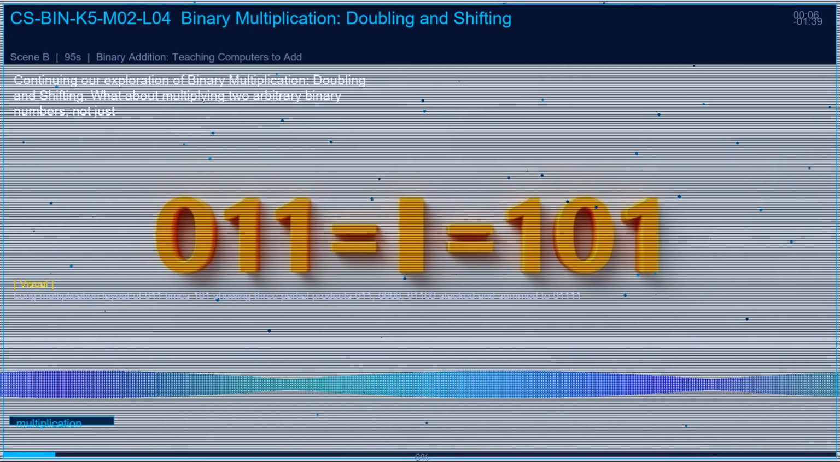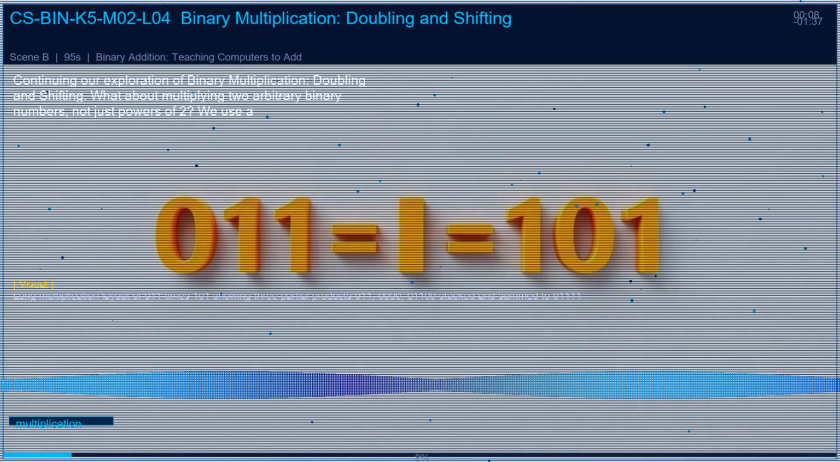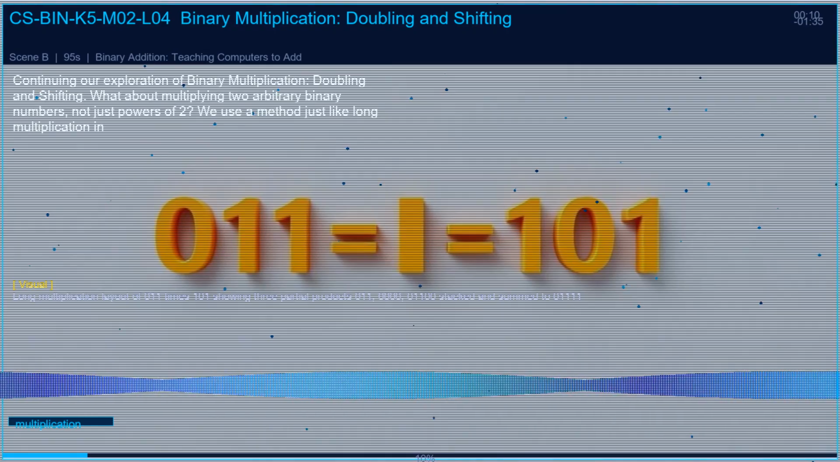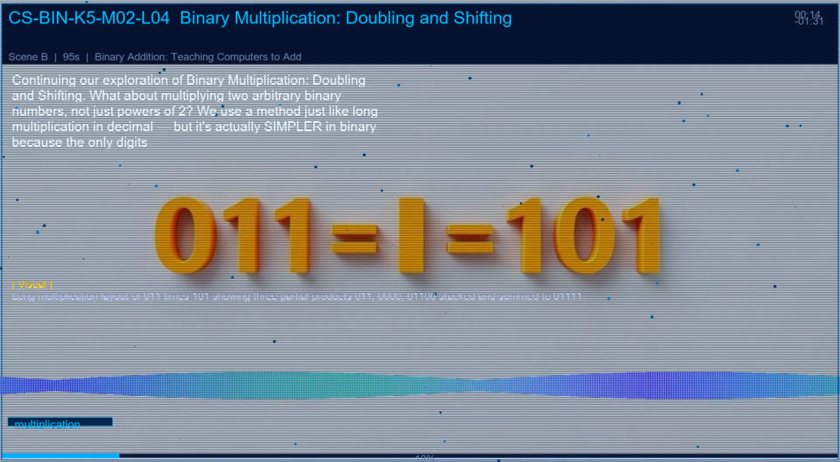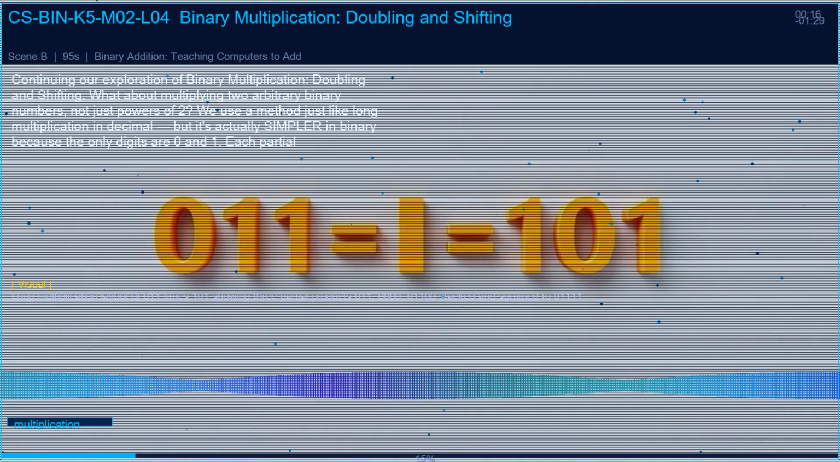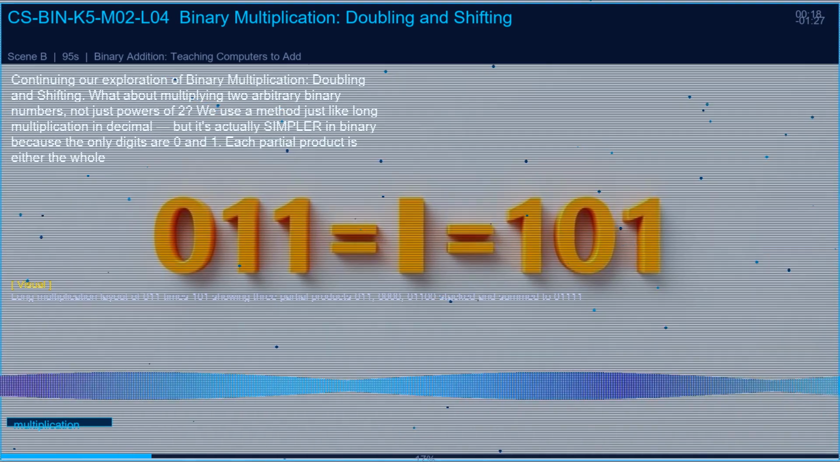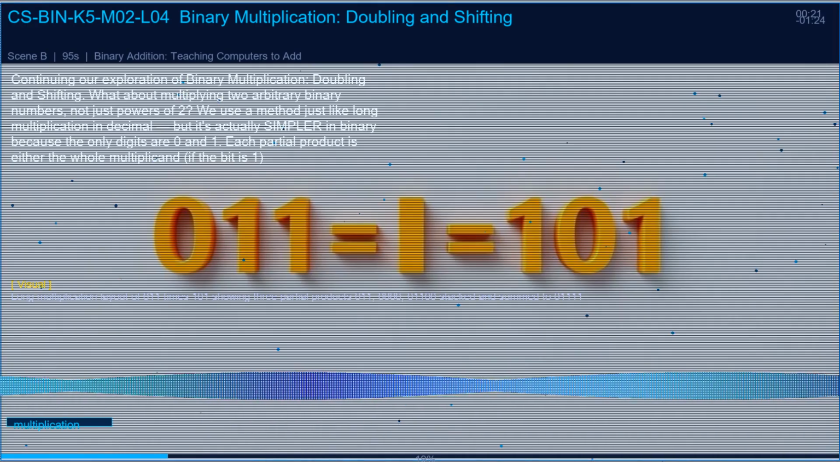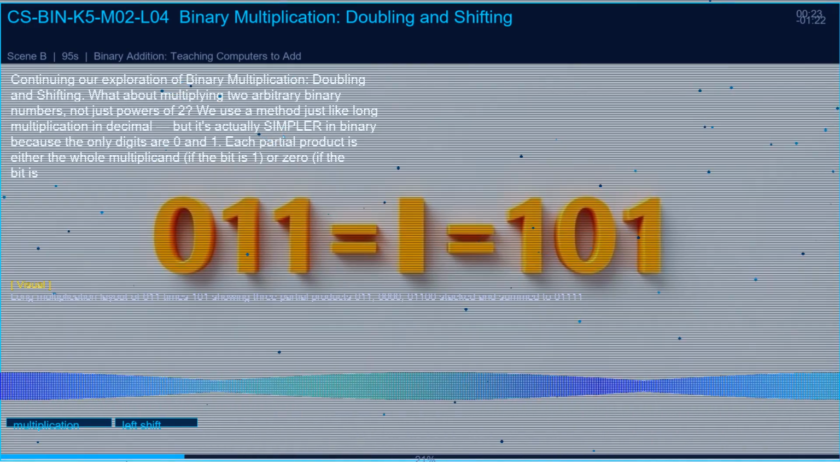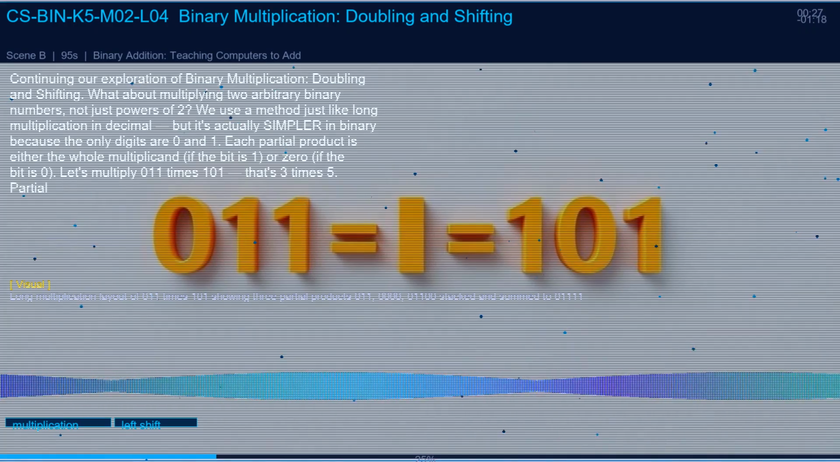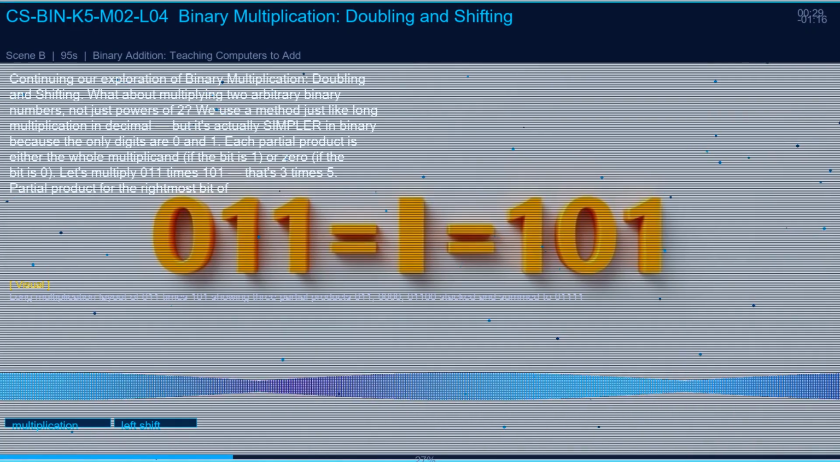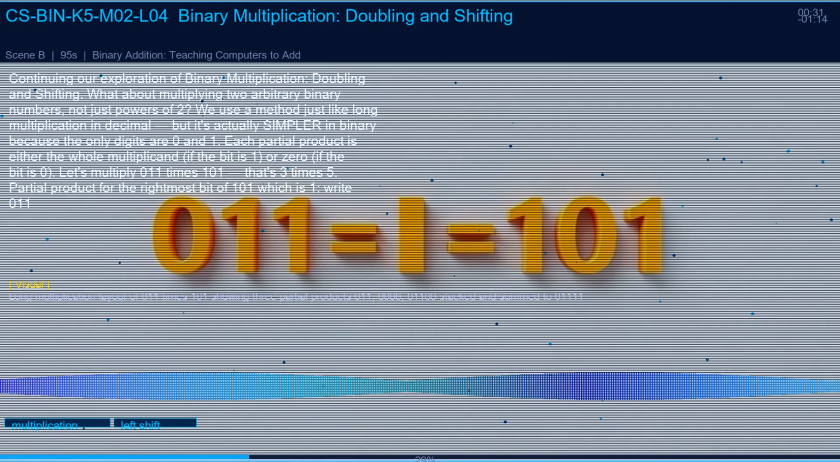What about multiplying 2 arbitrary binary numbers, not just powers of 2? We use a method just like long multiplication in decimal, but it's actually simpler in binary because the only digits are 0 and 1. Each partial product is either the whole multiplicand, if the bit is 1, or 0, if the bit is 0. Let's multiply 011 times 101, that's 3 times 5.